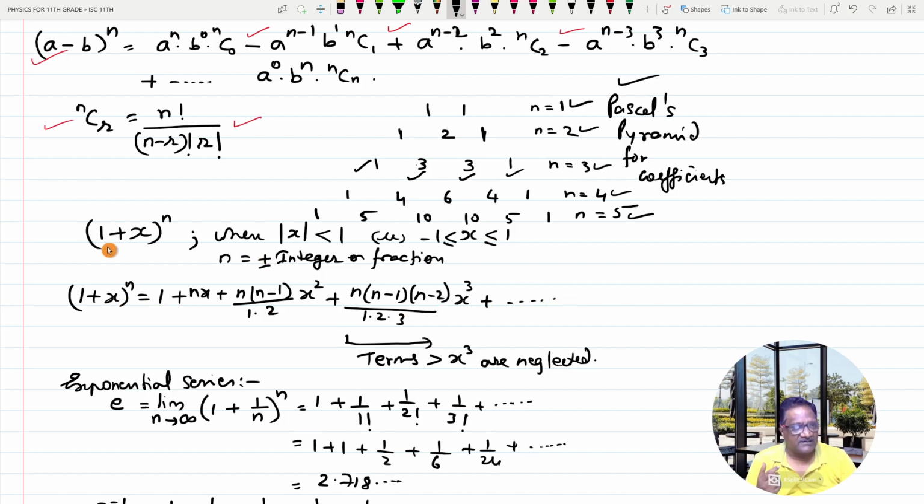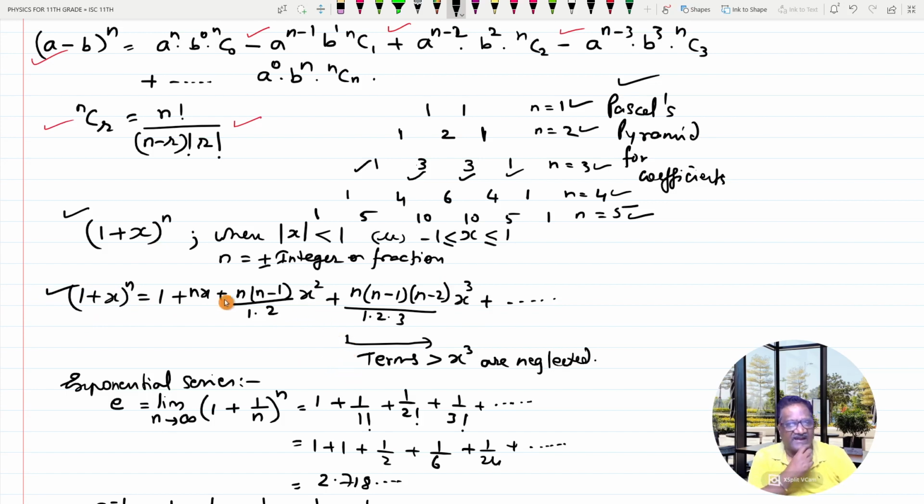Okay. So here this is not a general binomial expansion. Here instead of a you should have 1 compulsorily, and instead of b you should have x, such that x's value is always between minus 1 and 1. If such is the situation, then (1 plus x) whole raised to n will be given by 1 plus nx plus n(n minus 1) upon 1 into 2 x squared plus n(n minus 1)(n minus 2) upon 1 into 2 into 3 x cube plus dot dot dot this way. So this is another binomial expansion formula.